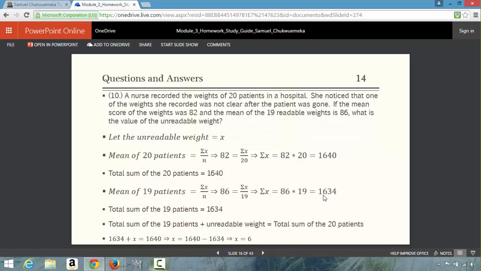Question 10. A nurse recorded the weights of 20 patients in a hospital. She noticed that one of the weights she recorded was not clear after the patient was gone. If the mean of the weights was 82 and the mean of the 19 readable weights is 86, what is the value of the unreadable weight? This is one of the applications of mean.